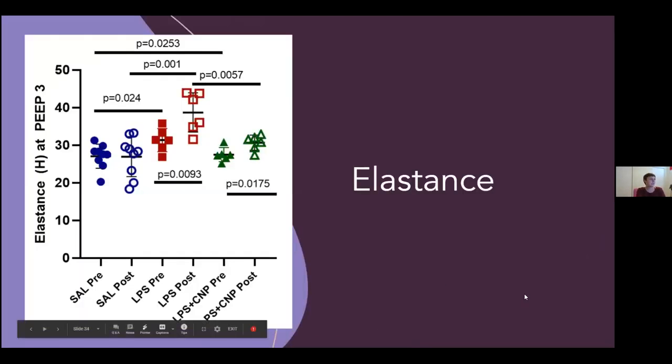When we look at their elastance, we see a similar trend. The control mice have an elastance around 26 before mechanical ventilation, and it doesn't change with mechanical ventilation. The LPS injured mice are stiffer before mechanical ventilation, around 30, and afterwards they get even worse, up to almost 40. The treated mice have similar elastance to the control mice starting out, and they just get a little bit worse over the course of mechanical ventilation. So we can tell pretty significantly that this drug is reducing the amount of injury in these mice, and it's also protecting them from getting more injury with mechanical ventilation.